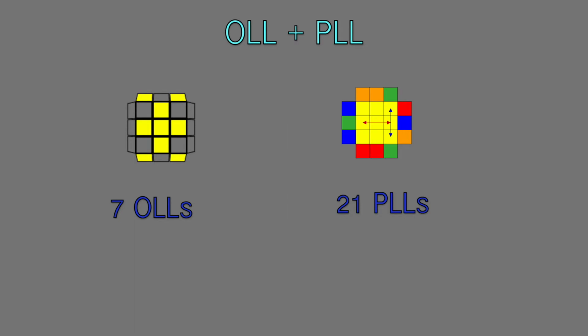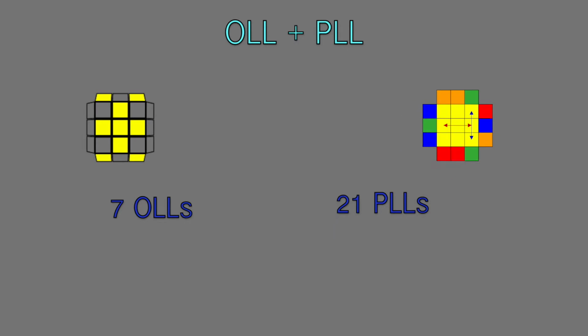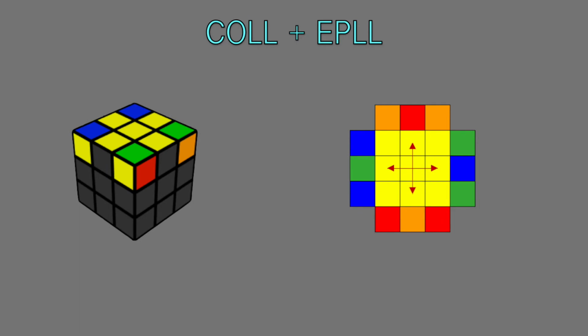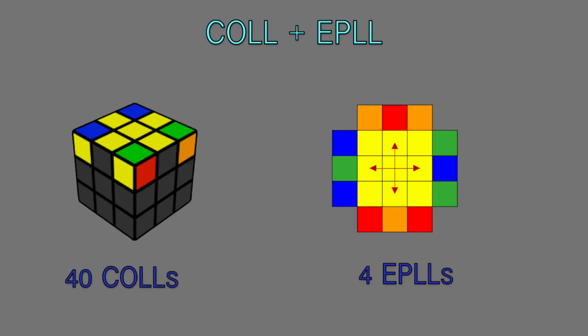These can be memorized in just a few days at a slow pace, and the algorithms available all over the internet are very fingertip friendly and easy to memorize. So if you're a beginner, this is probably the best way to go. A step higher from pure OLL is COLL, where in addition to orienting the corners, you also permute them with the same algorithm. This takes 40 algorithms and you end up with only one of 4 EPLLs.